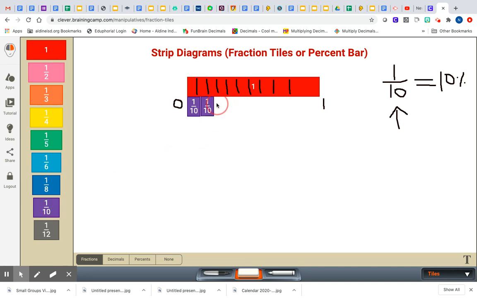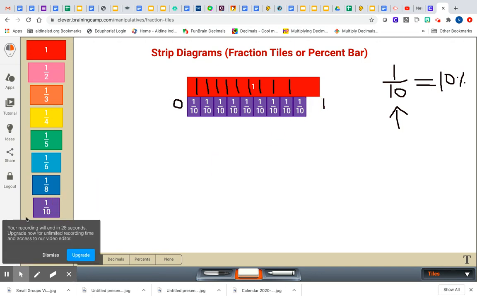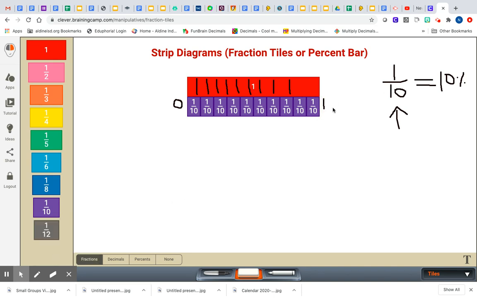Here's my second 1/10. So if that's 1/10, how many tenths do I have now? 2 tenths. I'm going to bring another one out. 3 tenths. 4 tenths. 5 tenths. And we know that half of ten is 5. So I'm already at half. I'm already halfway. 6 tenths. 7 tenths. 8 tenths. 9 tenths. And 10 tenths, which means that I'm already at the end, which is one whole. Okay? So right here, we're going to stop, and I'm going to make another video showing with the percents.